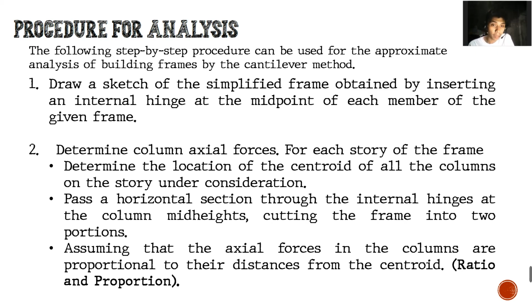Letter B, pass a horizontal section through the internal hinges at the column mid-heights, cutting the frame into two portions. So, it means ikakat down natin guys yung frame into two portions and may upper and lower. And i-consider natin yung upper. And malalaman na lang natin yan sa mga susunod na slides kasi may examples. Mas maganda. Assuming that the axial forces in the columns are proportional to their distance from the centroid. So, ratio and proportion. Basic knowledge, guys.